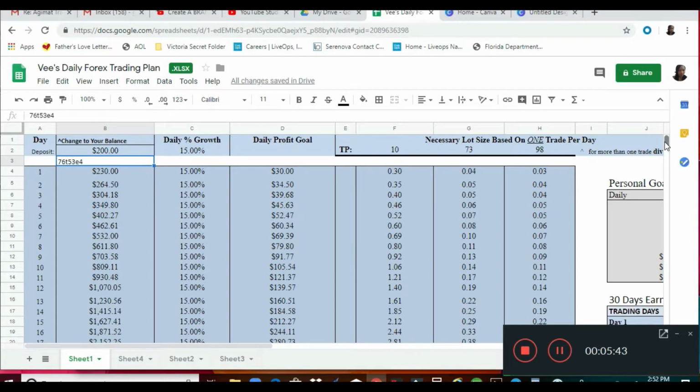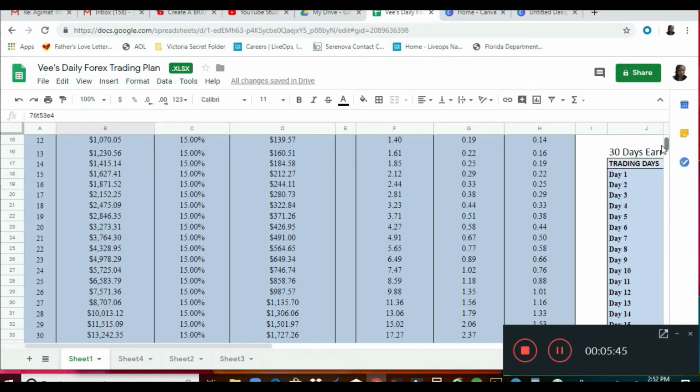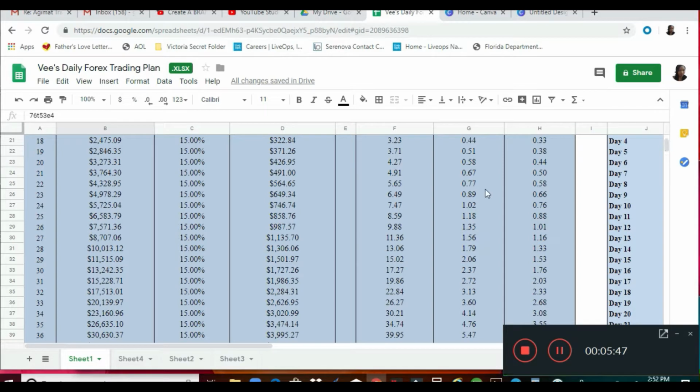So if you just keep scrolling down, I also wanted to show you guys from day one, if you did a 30-day journey with your forex, because it's always great to calculate your journey. At $200 in 30 days, you'll have $13,242.35 in your account. Now, it depends on if you had wins or losses, but for the most part, you will have $13,242 in your account.